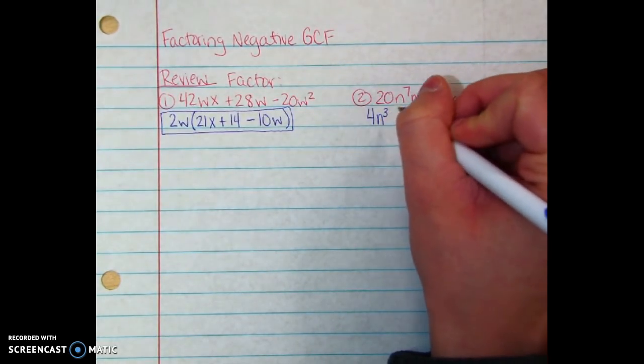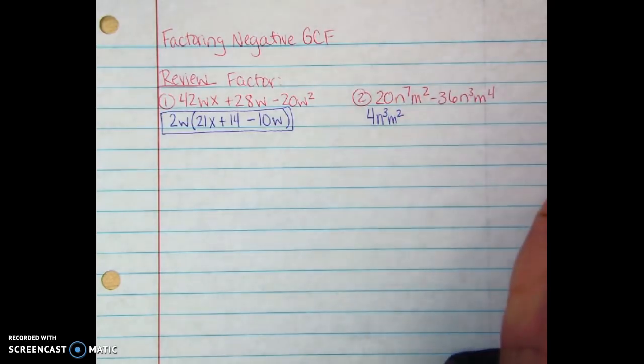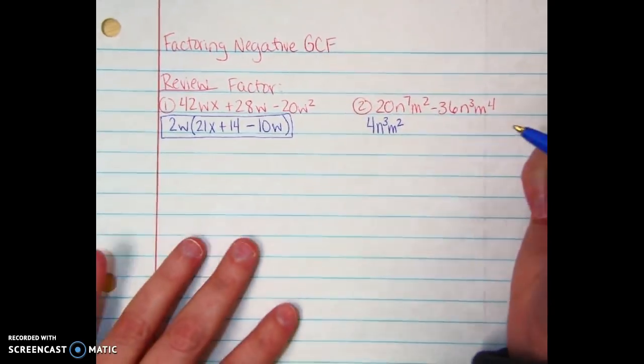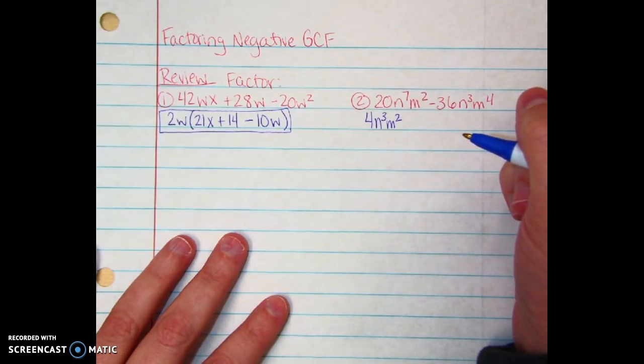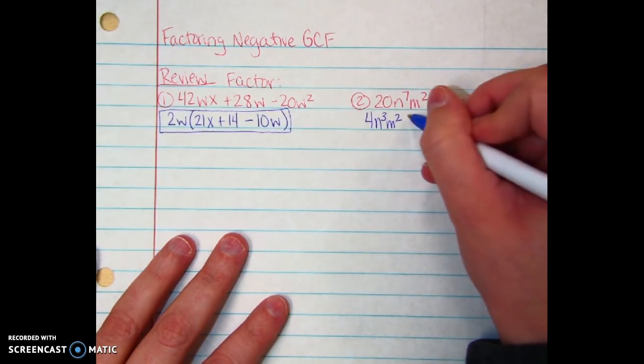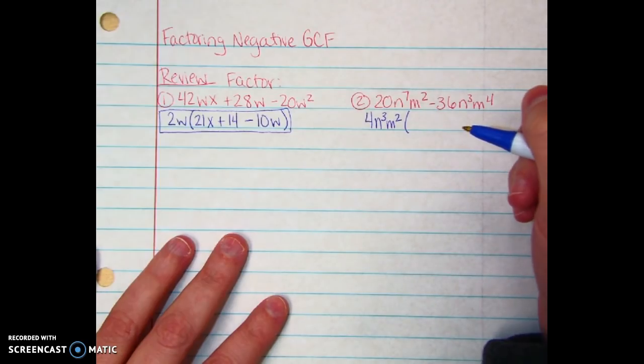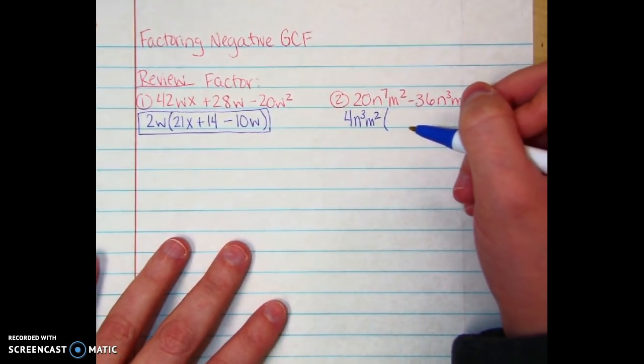Okay, the other one, the GCF, was 4n cubed m squared. You take the smallest n, the smallest m, and then the highest number that can go into 20 and 36 is 4. And if you weren't sure about that, you need to be doing factor trees so you can see what they have in common.